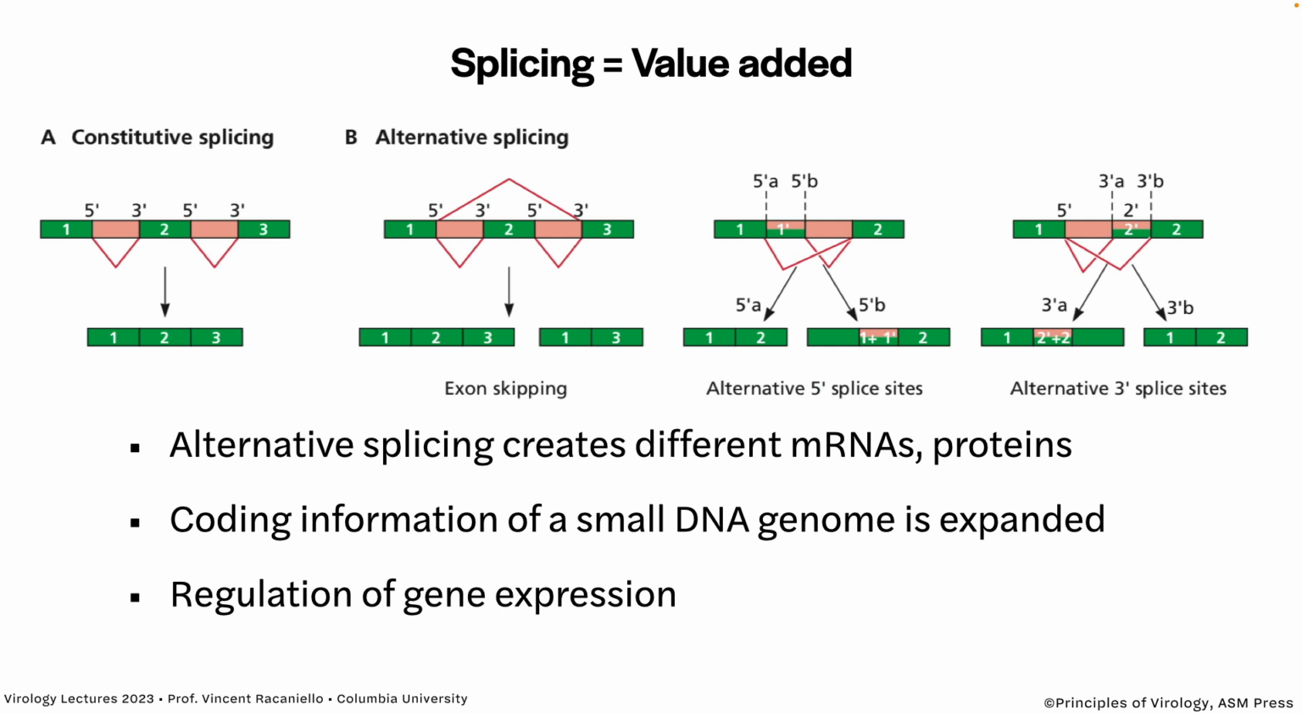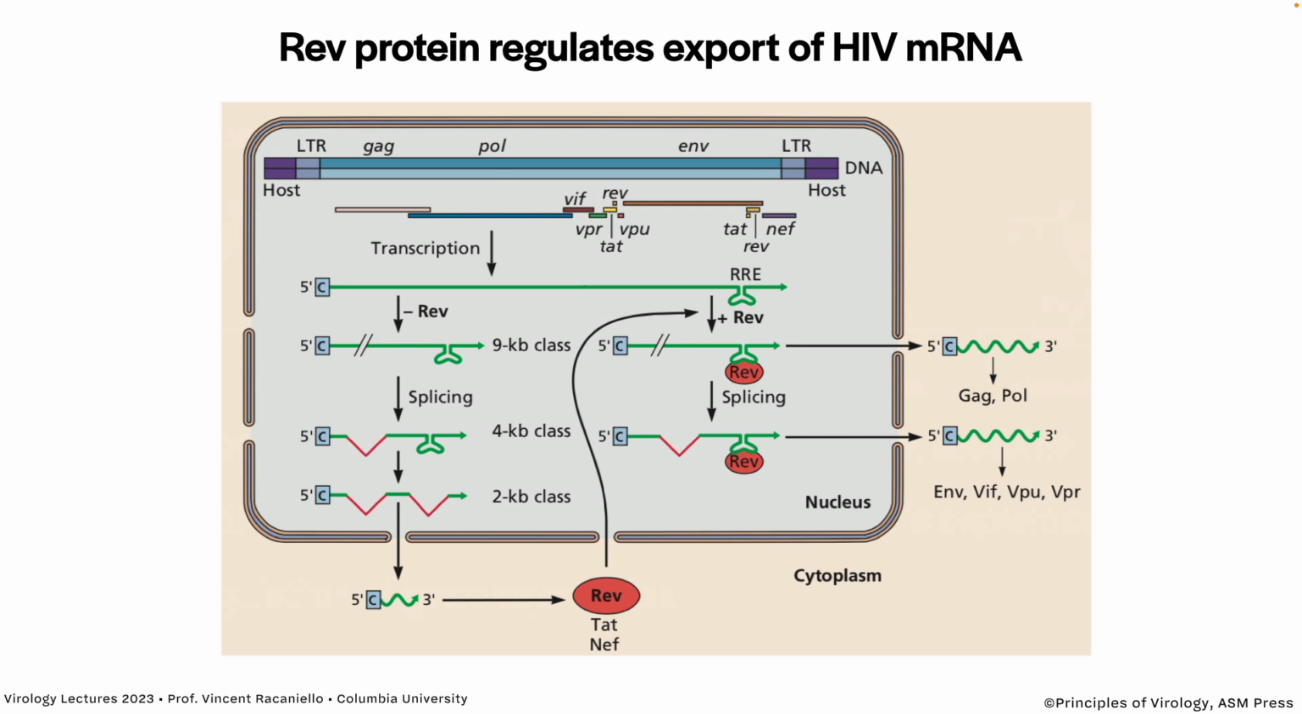Is Rev expressed early or late? I would say it's expressed early, because as soon as this RNA gets in, it is spliced down to the Rev mRNA. And then as its levels accumulate, then you can start to get full length genomes exported.